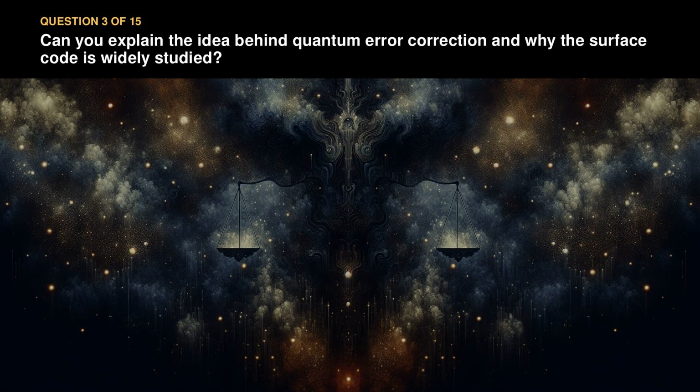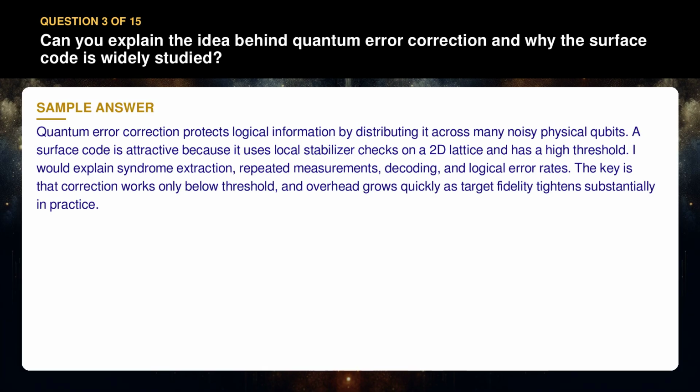Question 3. Can you explain the idea behind quantum error correction and why the surface code is widely studied? Quantum error correction protects logical information by distributing it across many noisy physical qubits. A surface code is attractive because it uses local stabilizer checks on a lattice and has a high threshold. I would explain syndrome extraction, repeated measurements, decoding, and logical error rates.